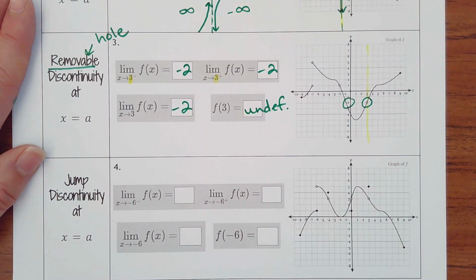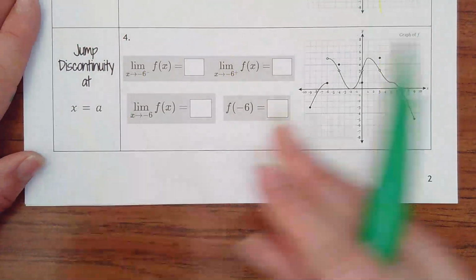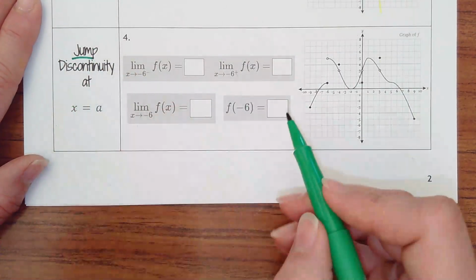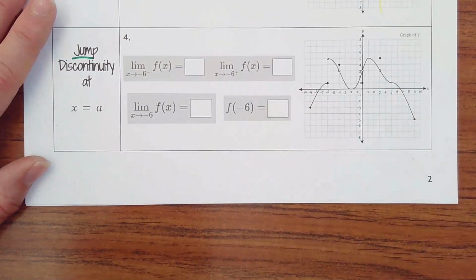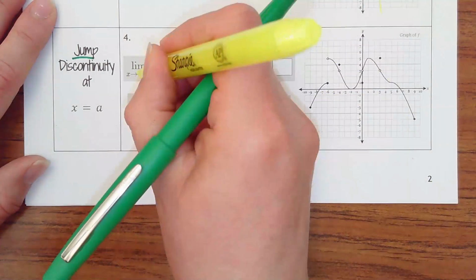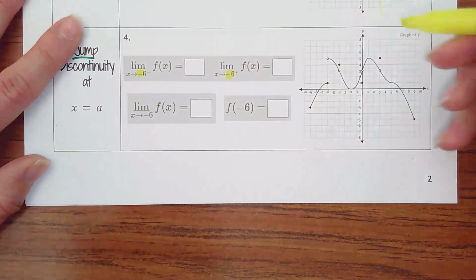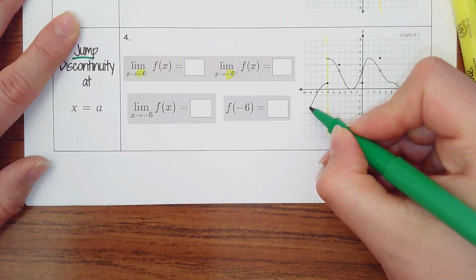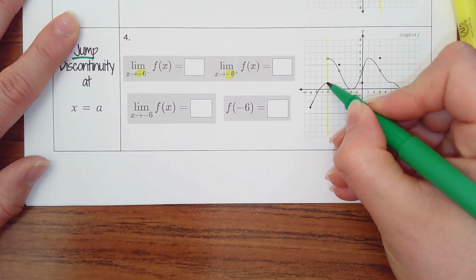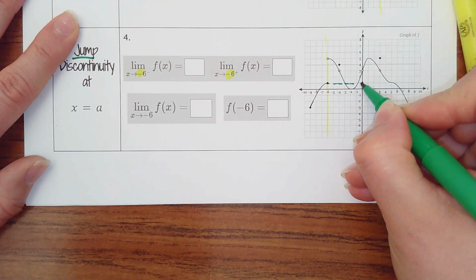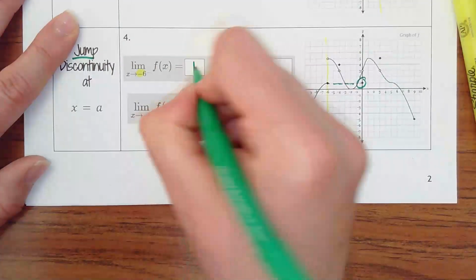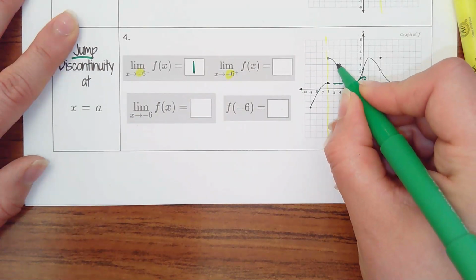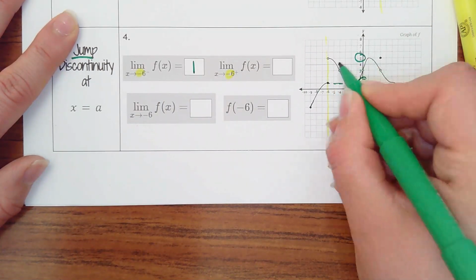And then the last one is called a jump discontinuity. It's just like what it sounds like. It's a jump from one height to another. We're looking at when x is approaching -6, and that is right here. You can see this jump. From the left, this point here is approaching a y value of 1, whereas from the right, following this piece, y is way up here approaching 5.